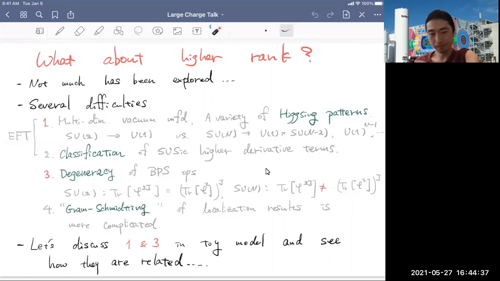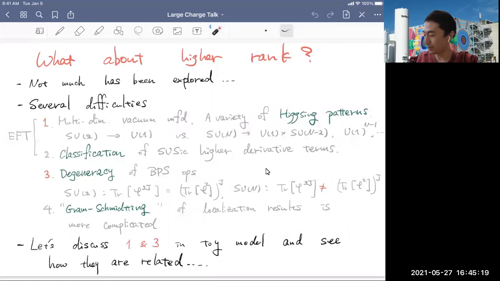The first difficulty is that, if you consider N=4 super Yang-Mills with SU(N) gauge group, first of all, the vacuum manifold is multi-complex dimensional. And depending on where you are, there is a variety of Higgs patterns. In the case of SU(2) gauge group, if you give a VEV to some scalar field, you are automatically in a regime where the low energy effective field theory is given by the U(1) degrees of freedom. But if you are in an SU(N) theory, then depending on where you are, the low energy theory might be given by U(1) times SU(N-1), or U(1)^(N-1).